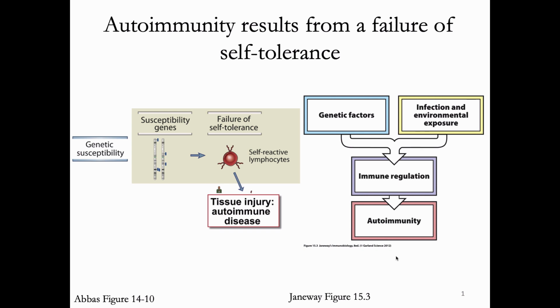In general, autoimmunity will result from some type of failure in tolerance mechanism. So something happens for a failure of self-tolerance. We have self-reactive lymphocytes, and as a result, we see tissue injury and some type of autoimmune disease. That likely involves some type of genetic susceptibility. That also likely involves some type of other environmental insult. These things will come together to alter immune regulation and to help us, sadly, go into autoimmunity.